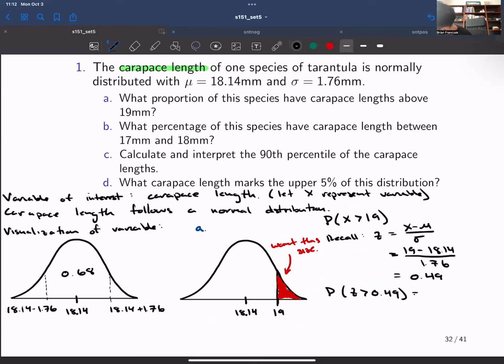So this thing is 1 minus the probability that z is less than 0.49. So this is 1 minus 0.6879, so that's 0.3121.